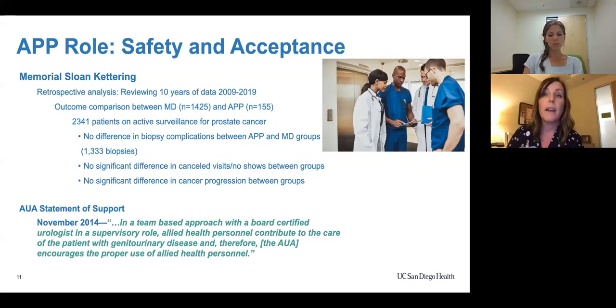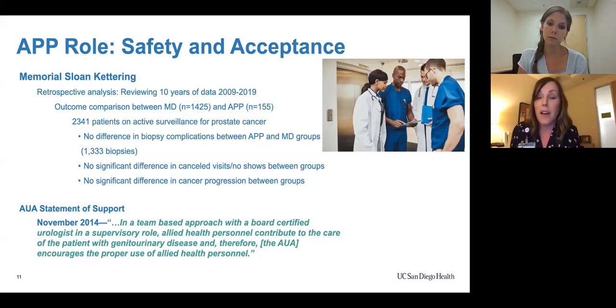The AUA encourages the use of APPs in the specialty of urology. In 2014, over 10 months, a diverse group of physicians and APPs got together and drafted a consensus statement promoting the integration of APPs. The statement reads, in a team-based approach with a board-certified urologist in a supervisory role, allied health personnel contribute to the care of the patient with genitourinary disease, and therefore the AUA encourages the proper use of allied health personnel. Well, obviously, if a lot of us are here or APPs, this has been true for a little while, but I also just want to accentuate the fact that AUA has actually written a consensus statement about it.